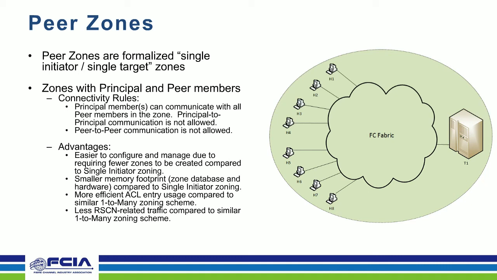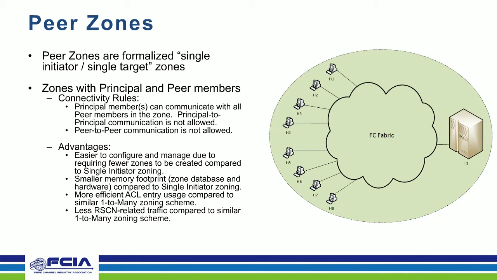So here again, the connectivity rules. The principal member can communicate with all peer members, so T1 can communicate with all hosts. We don't have multiple principals here, but if we did, those principal devices would not be allowed to communicate. And peer-to-peer communication is not allowed, so none of the hosts are allowed to talk to each other.